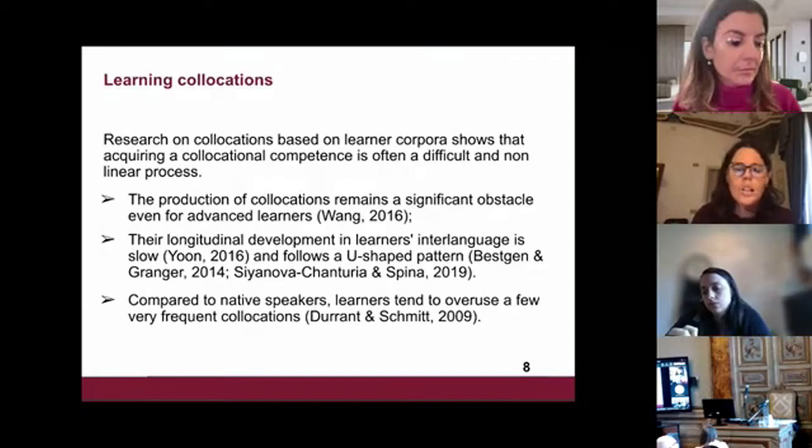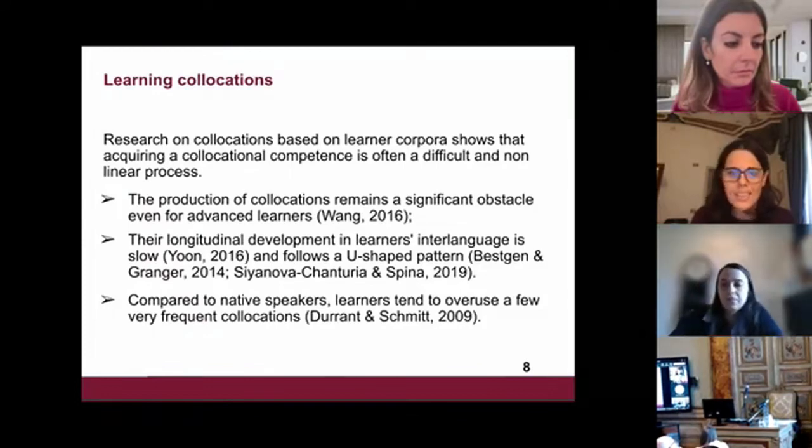Corpus-based research on collocations shows that acquiring collocational competence is often a difficult and non-linear process, as we saw before. As a matter of fact, the production of collocations is a significant obstacle even for advanced learners. Their development in learners' interlanguage is slow and often follows a U-shaped pattern. And compared to native speakers, learners tend to overuse a few very frequent collocations instead of using a wide range of different collocations.